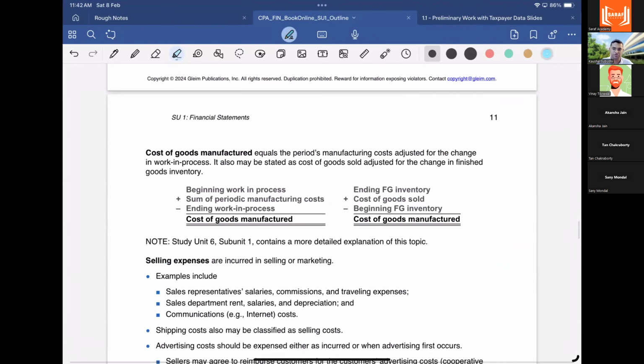Now, what do you mean with the cost of goods manufactured over here? So cost of goods manufactured refers to your all the beginning, work in progress and all these things, right?